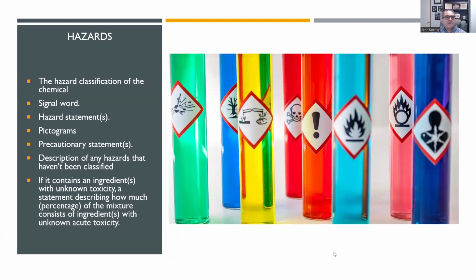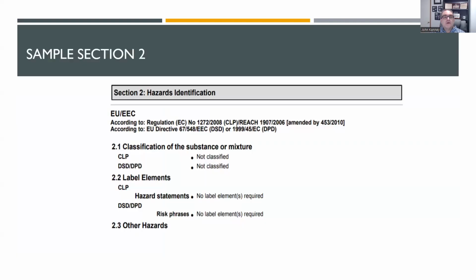Hazards: hazard classifications of the chemical, signal word, hazard statements, pictograms, precautionary statements, and a description of the hazards that have been classified. If it contains an ingredient or ingredients with unknown toxicity, a statement describing what percentage of the mixture consists of those ingredients with an unknown acute toxicity. So sometimes you'll see that where they don't have the exact information, but they'll tell you what that is.